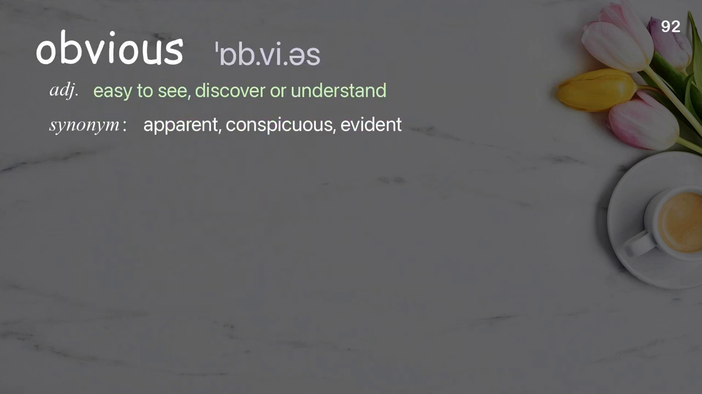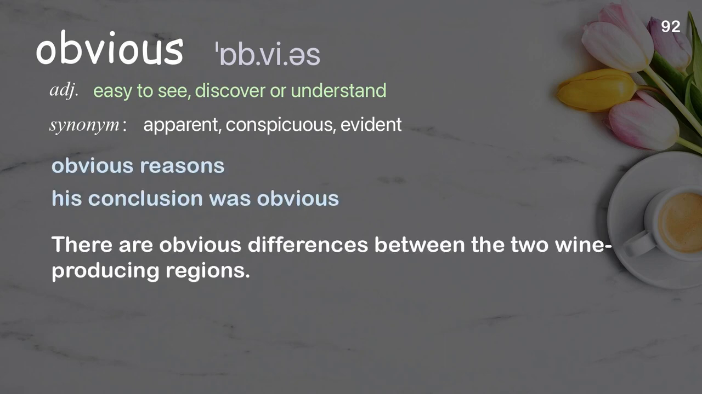Obvious: easy to see, discover, or understand. Examples: Obvious reasons. His conclusion was obvious. There are obvious differences between the two wine-producing regions.